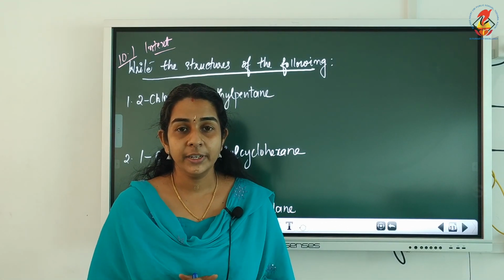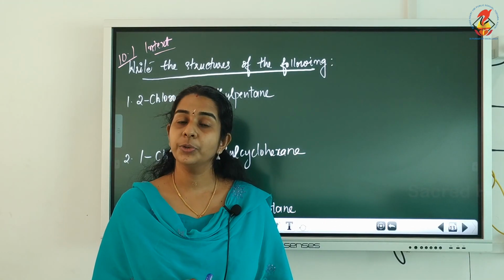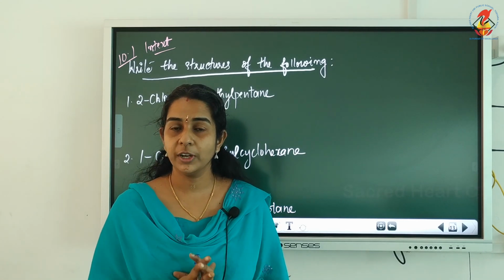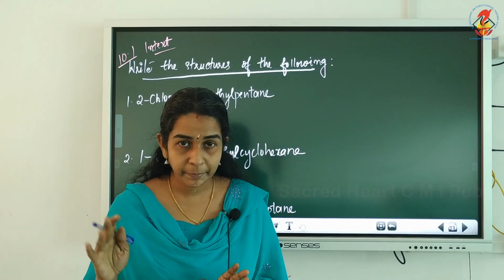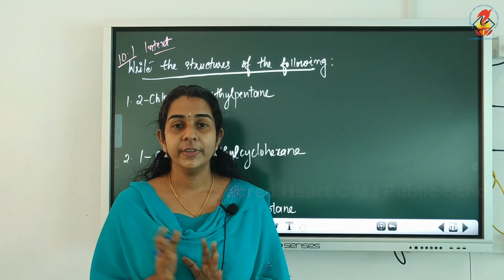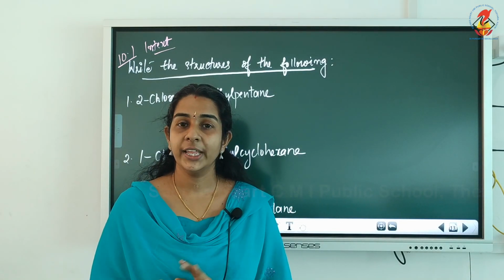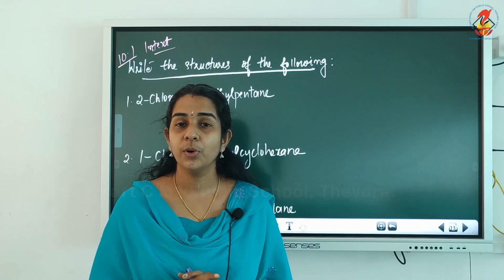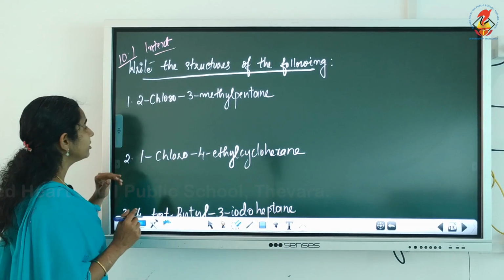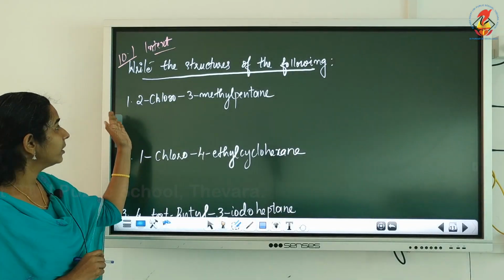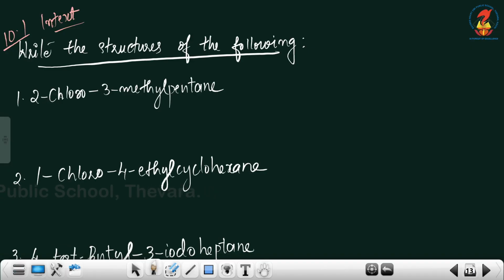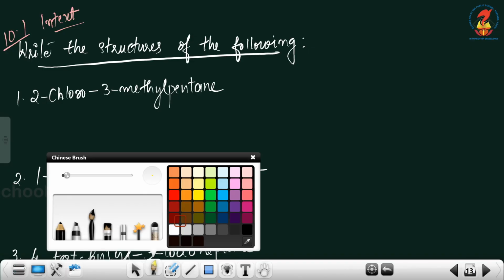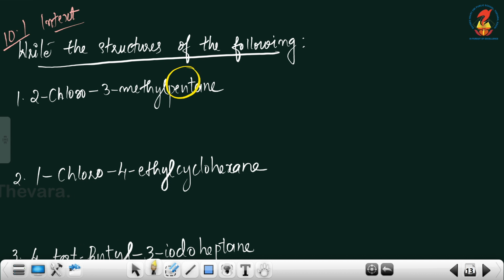If a name is given, first we have to identify the word root, then draw that many carbon atoms, then give continuous numbers, whether it is a chain or ring. Then first write the suffixes, then write all the prefixes. So in the first structure, the name given is 2-chloro-3-methyl pentane. From this we know that the word root is pent.